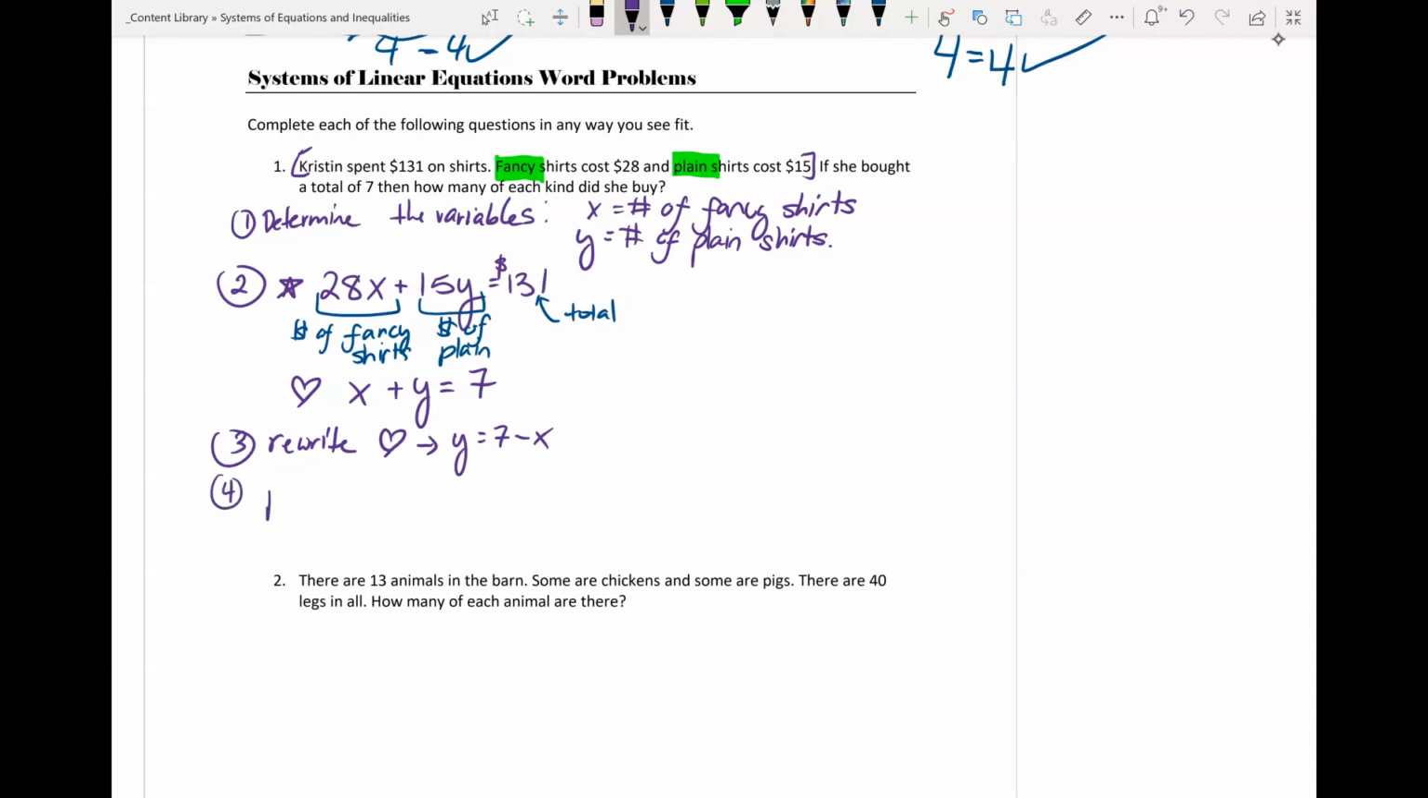Now what I can do is put heart into the star equation. So that means I'm going to replace the Y I see in star with 7 minus X. So this is our star equation, and instead of writing Y, I'm going to write 7 minus X instead. And this should be 131. Now we want to simplify and solve.